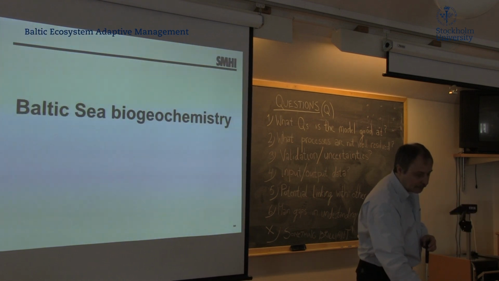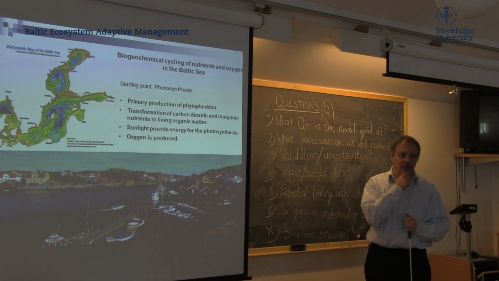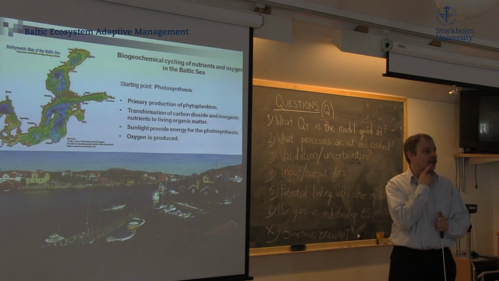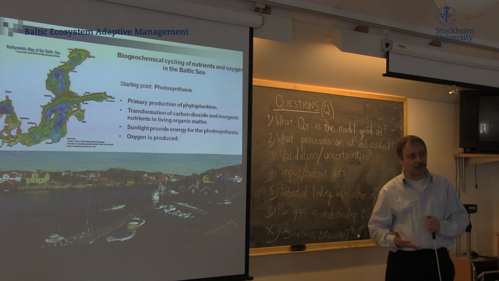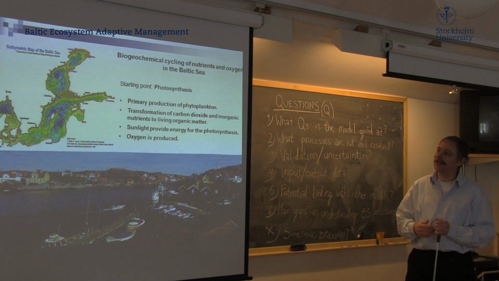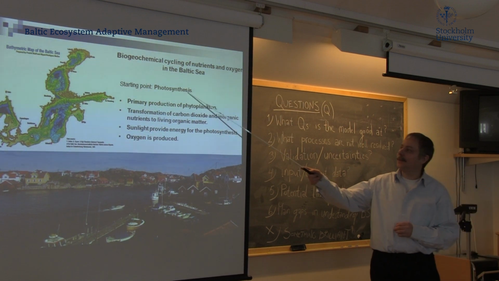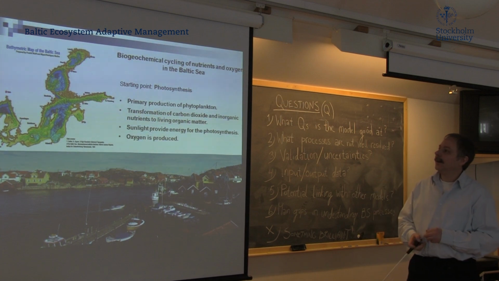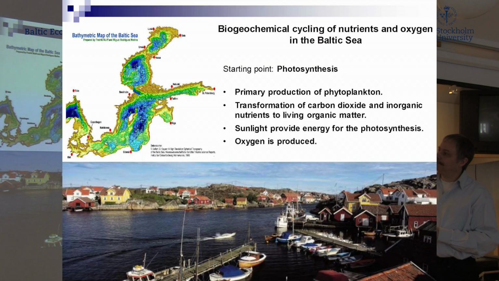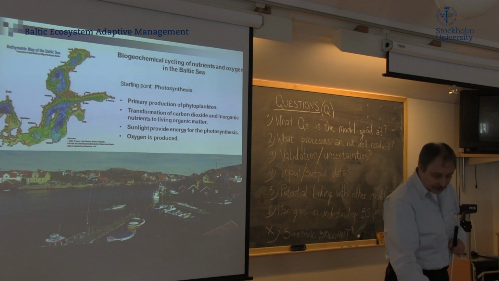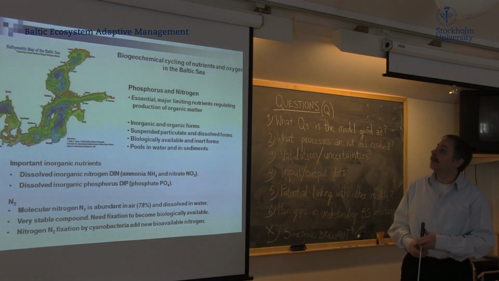Okay, let's go to the biochemistry. And the idea, I first rushed through the processes, so I assume that you all know them, but it is just a listing of those processes that are in principle included in biogeochemical models, and then I would like to sketch how our model looked like. So the starting point is photosynthesis, primary production of phytoplankton based upon the transformation of carbon dioxide and inorganic nutrients to living organic matter. And for that you need sunlight, and oxygen is produced. So that should be included.